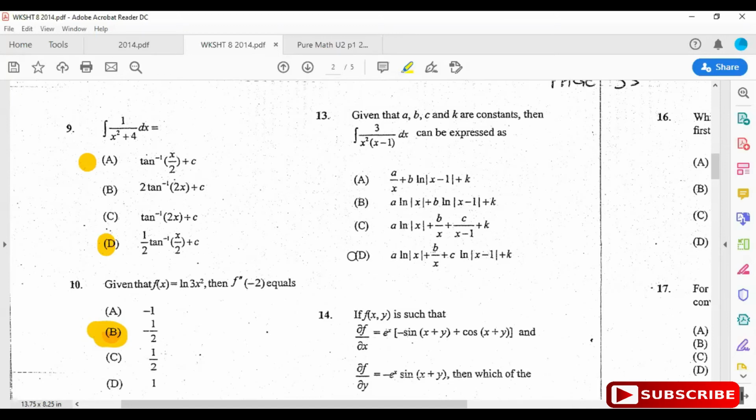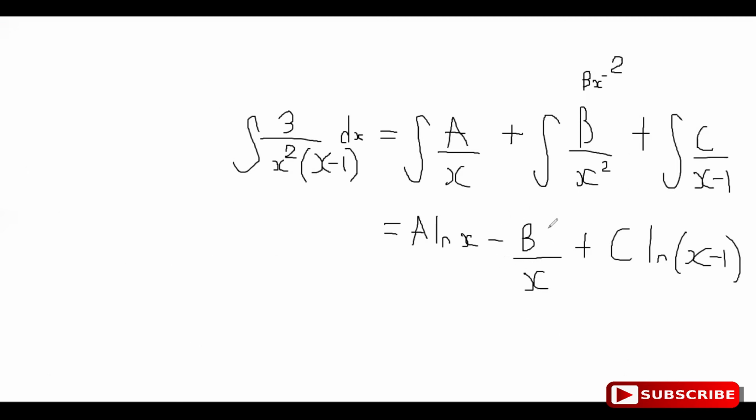That's D: A ln x plus B over x plus C ln x minus 1. Notice that right here it's positive. The only reason why they can put a positive B is because let's say we call this minus b right here. You could call this minus b as plus B, and then it would work out to be the same. And so that is why there's a plus B there. So don't be thrown off by the plus B.